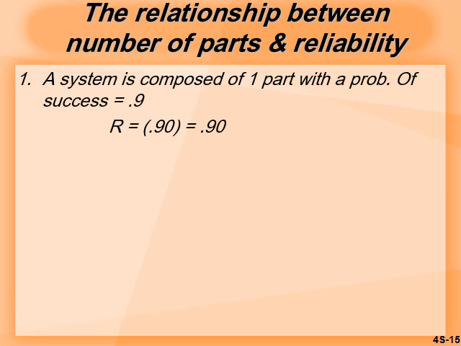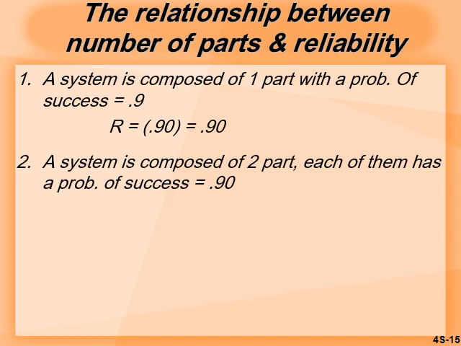Now, increasing the number of parts or components, the system is composed of two parts. Okay, we have a missed S here in the parts. Each of them has a probability of success 0.9. So reliability equals success of A times success of B. 0.9 times 0.9 equals 0.8 reliability.